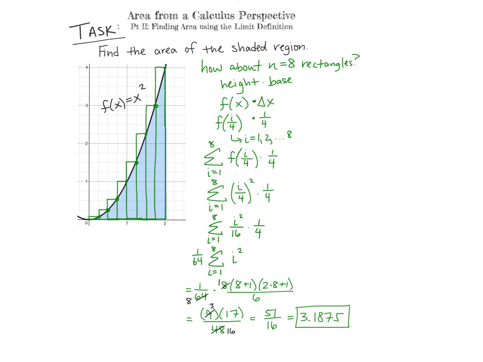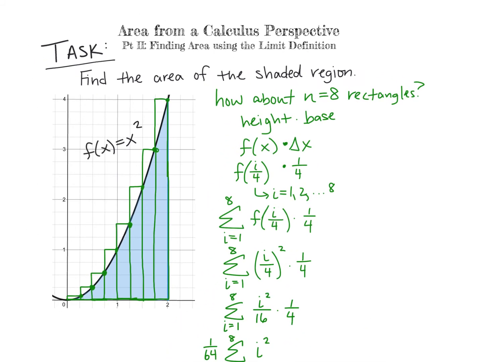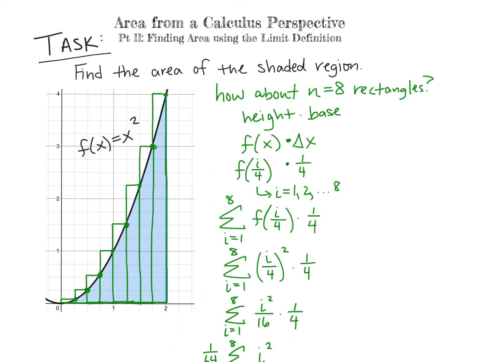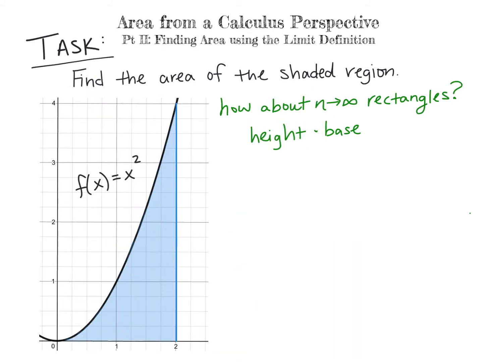Well, the only way that we're going to get an exact value of the area of the shaded region is if we keep upping the number of rectangles. If the rectangles are so tiny that they basically mimic this exact curve, then we'll basically get the exact area that we want. But how many is enough? Well, in calculus, that answer is infinity.